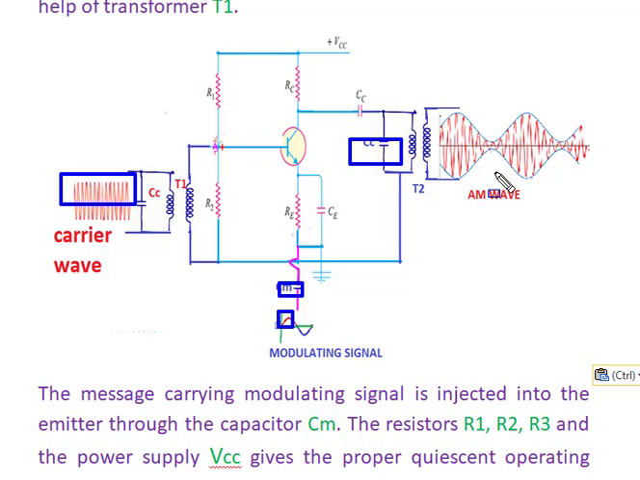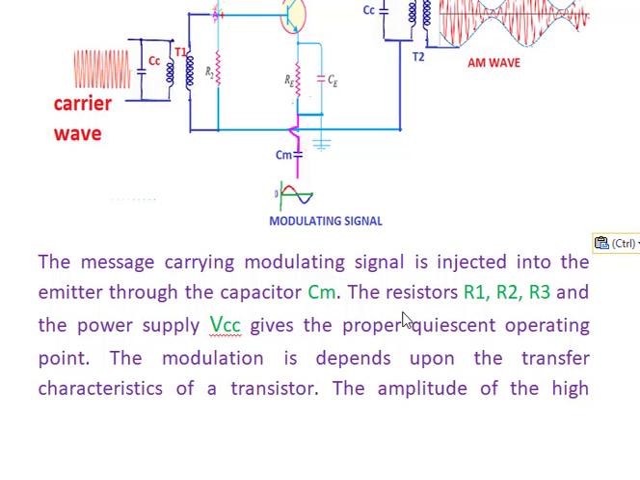So the amplitude of the carrier wave varies with respect to the amplitude of the modulating signal. The frequency and phase of the carrier wave remain the same. Only the amplitude is varied here. This is the generation of the amplitude modulated wave. The resistors R1, R2, R3 and the power supply VCC give a proper biasing point, the Q operating point.